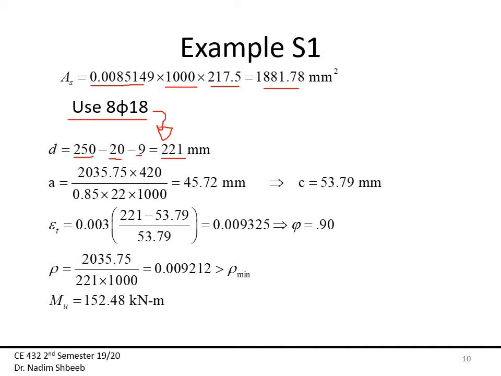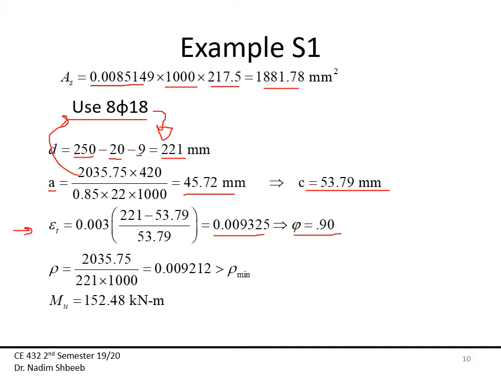Now, based on that, I have to calculate A. A is, just as a reminder, the area of steel for the 818 times my Fy divided by 0.85 times F prime C times the width B. And this is going to be 45.72 millimeters, thus C is 53.7. Calculating the net tensile strain for the steel, I'm getting 0.009, which means that my phi is 0.9.